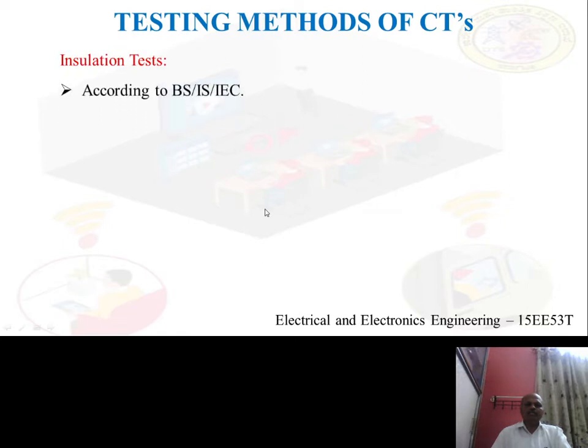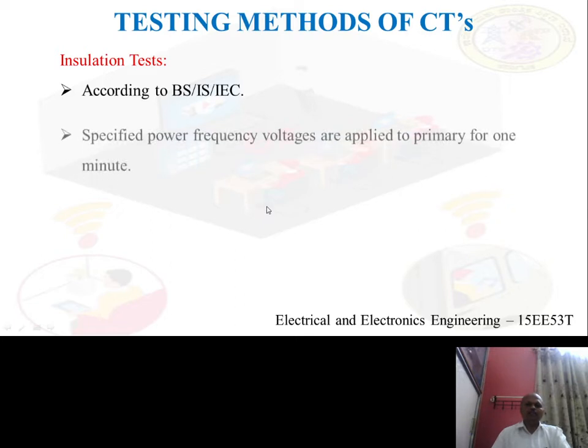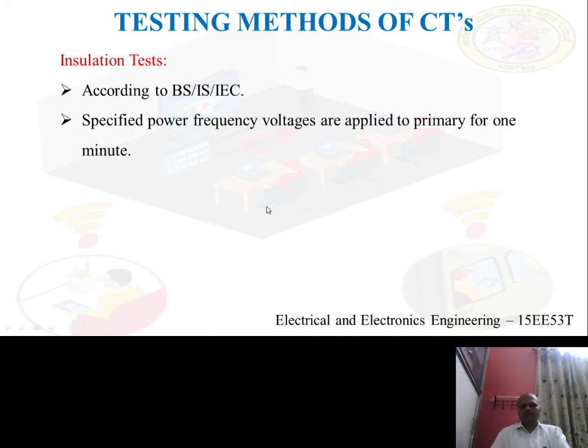Insulation test. These tests are conducted according to BS, IS, IEC standard. In this test, voltage is applied to primary for 1 minute and voltage of 2 kV 50 Hz is applied for 1 minute between secondary terminals and ground.